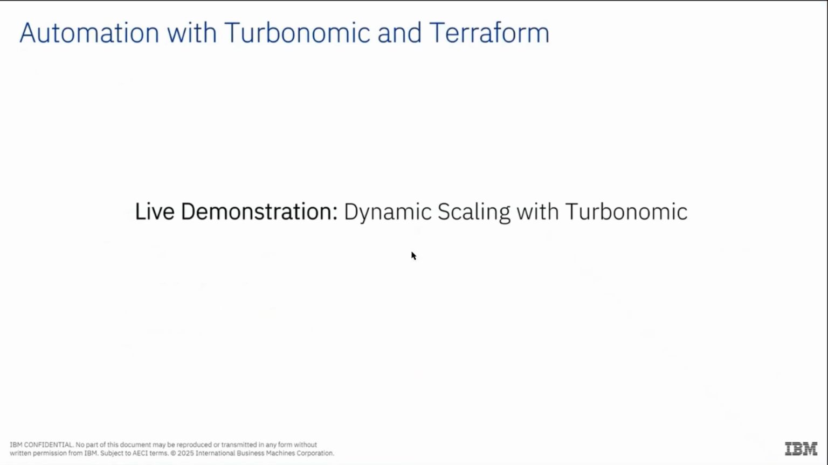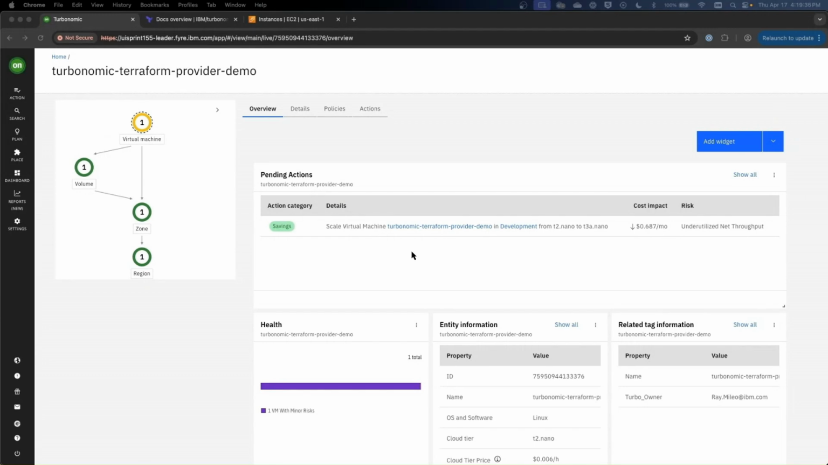Ray will now demonstrate Turbonomic dynamic scaling. Now that we're using the Turbonomic Terraform provider in our Terraform code, we've essentially created drift in Terraform. This is because Turbonomic is recommending that we change the instance type for this VM from a T2 nano to a T3A nano. However, if we execute the action within Turbonomic, we eliminate that drift.